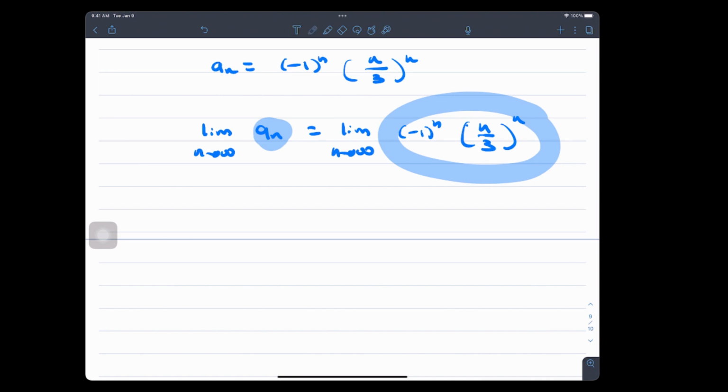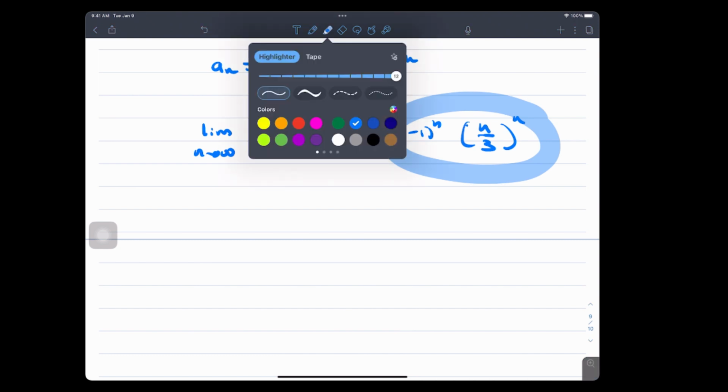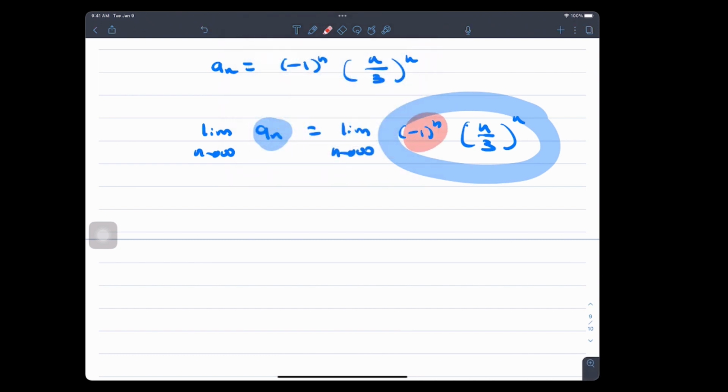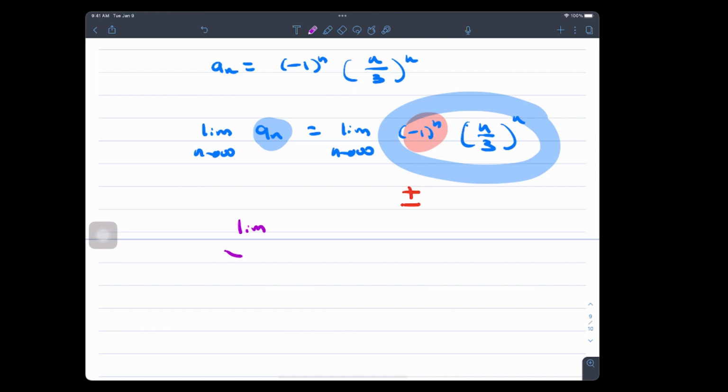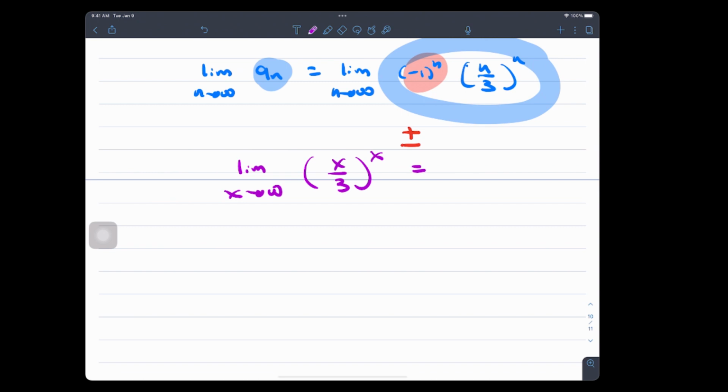Let me give you guys a hint though. Because there's an alternating mechanism here, you see this here? That's going to go to plus or minus. Is that true? But then you might say, but what is the limit here? I need to find the limit now as x goes to infinity, x over 3 to the x power. Does anybody know where that goes to? Well, this thing goes to infinity, but the question is why?